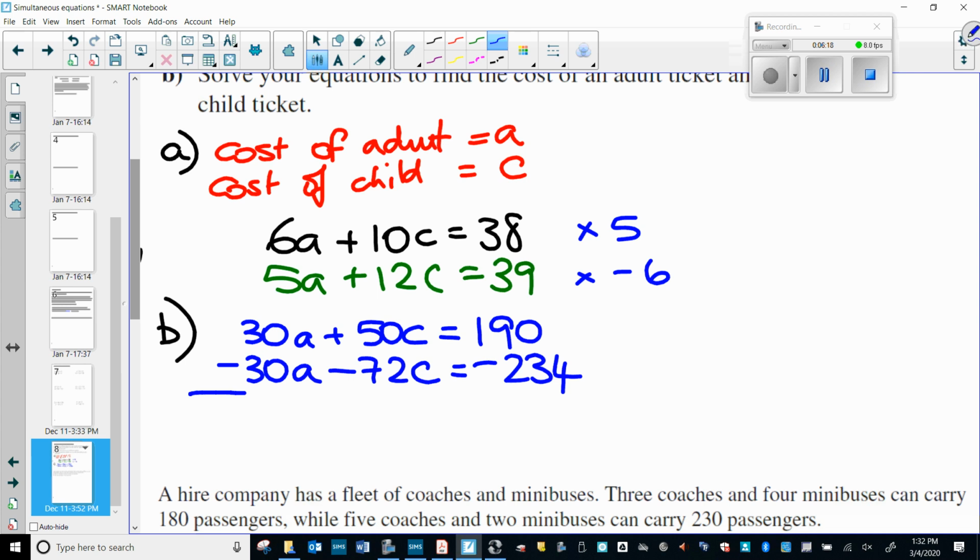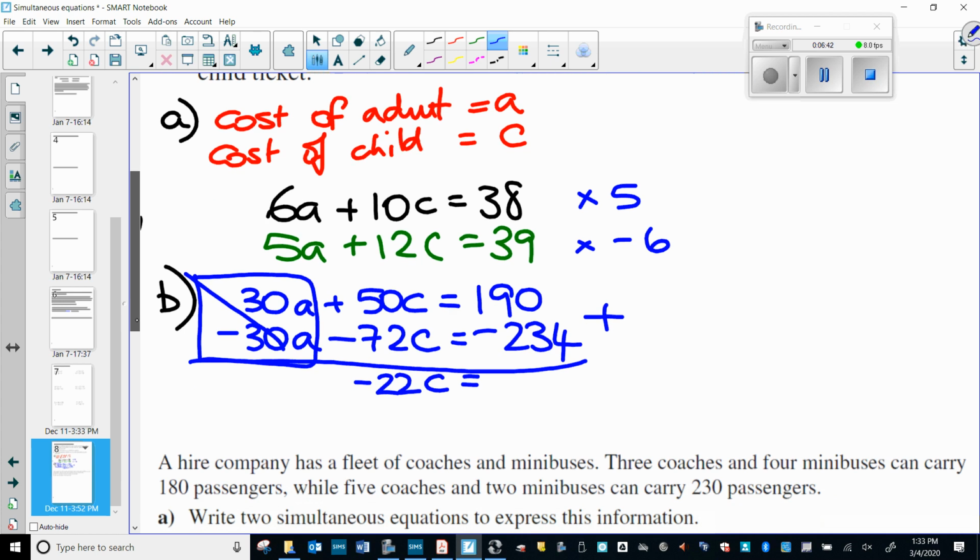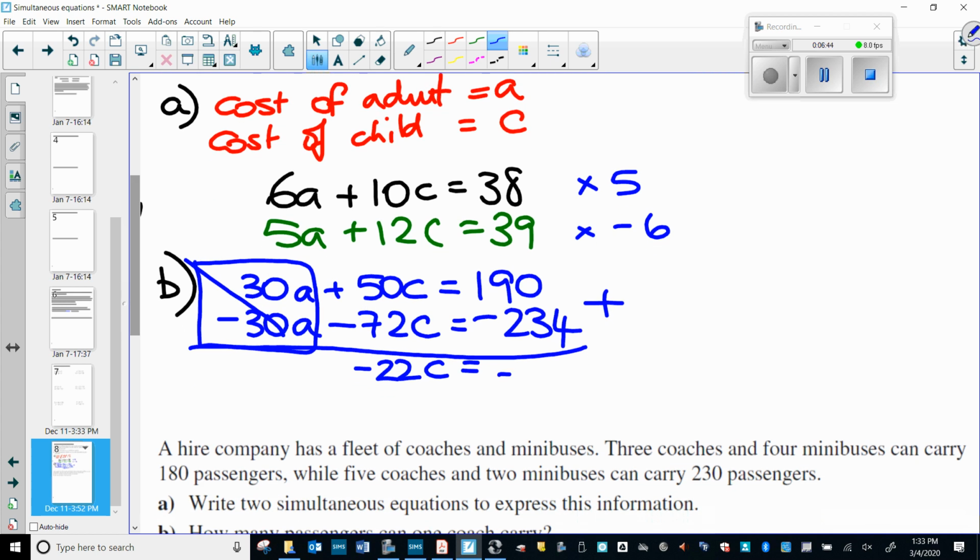So now what happens is when we add these two together, especially for Junior, as I said, these two disappear. So we've got 50c plus negative 72c. What does that give us? Negative 22c. We're closer. Not bad. And what's 190 plus negative 234? Negative 44. So to get c on its own, we're going to divide both by negative 22. So we've got c is 2.